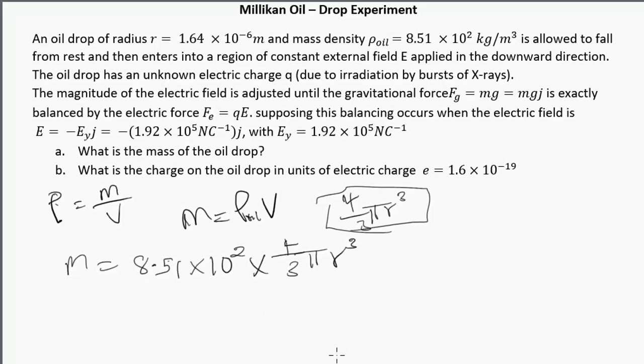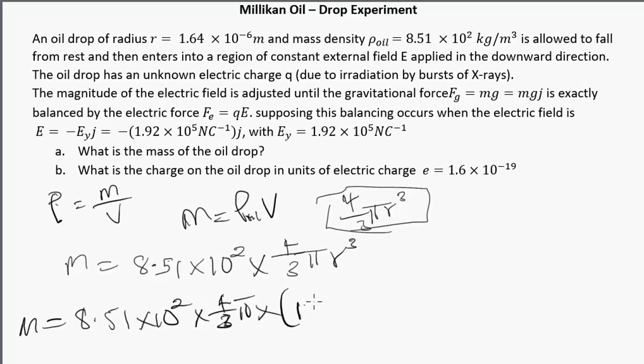So we'll go ahead and write m, which is the mass, is equal to 8.51 times 10 to the power of 2, then times 4/3 pi times our r, which is 1.64 times 10 to the power of -6, and we'll raise this to the power of 3, and then let's check this with our calculator and see what we have as the answer.